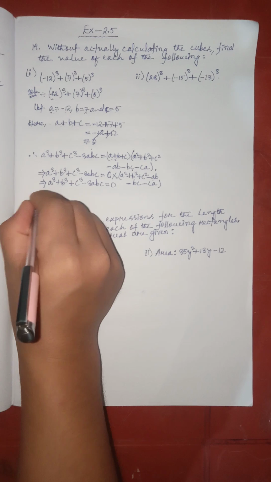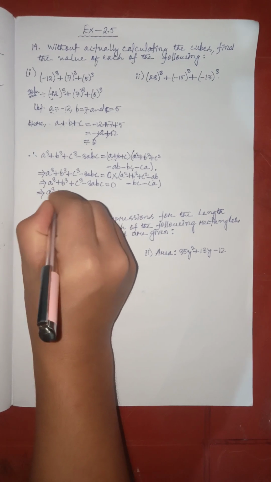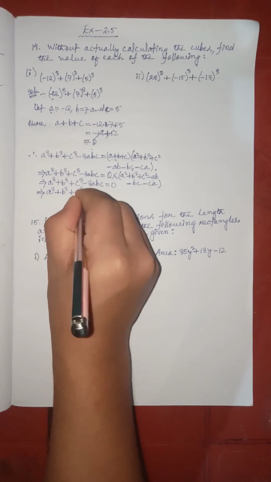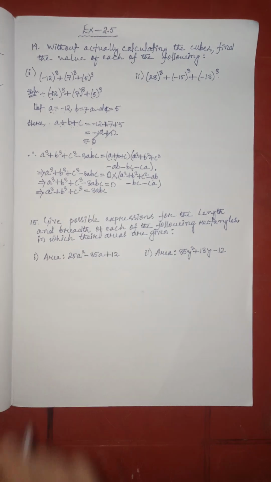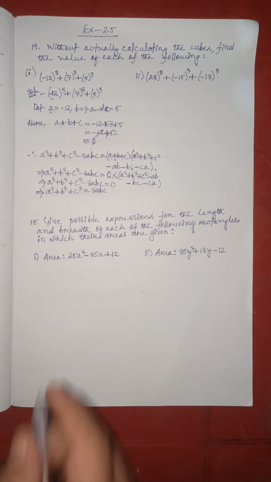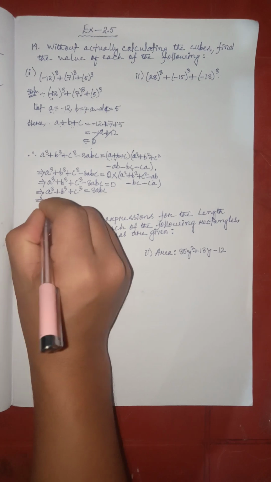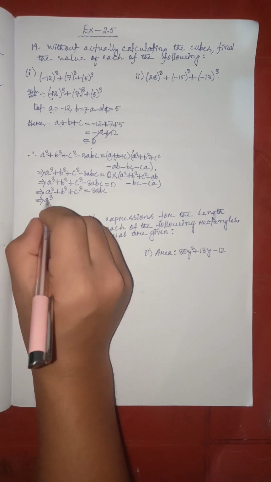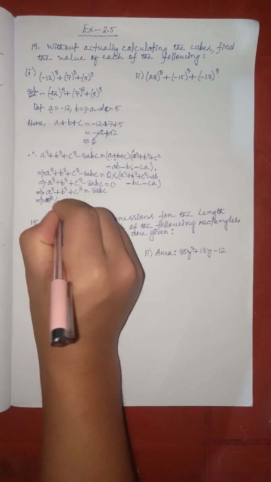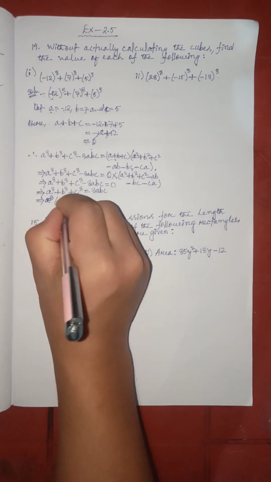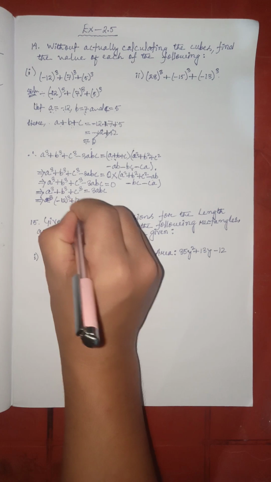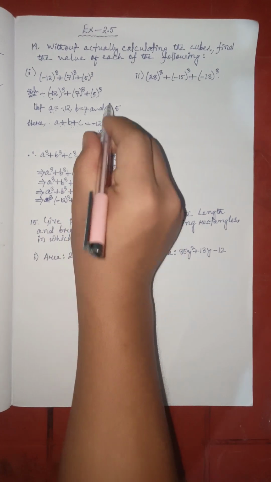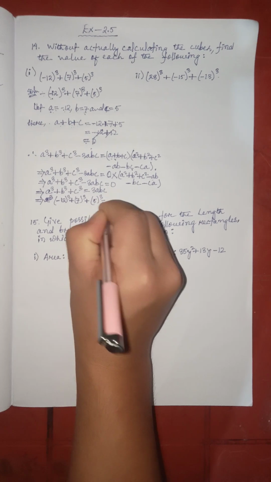Then you move this minus 3abc to the other side, and it becomes like this. Is it clear? And now let us put in the values. a is minus 12, so minus 12 cube. The value of b is 7, so 7 cube. And the value of c is 5, so 5 cube. Is this clear?